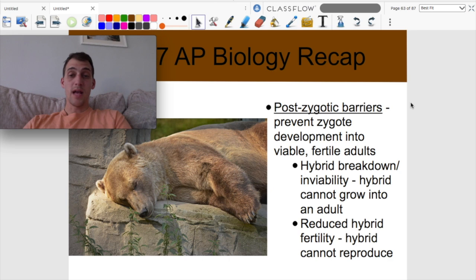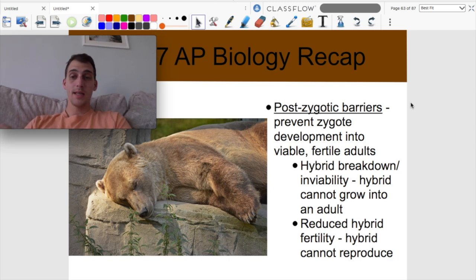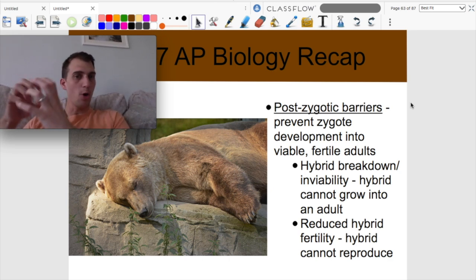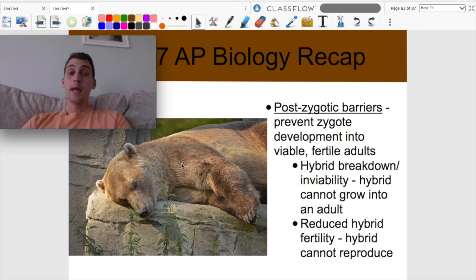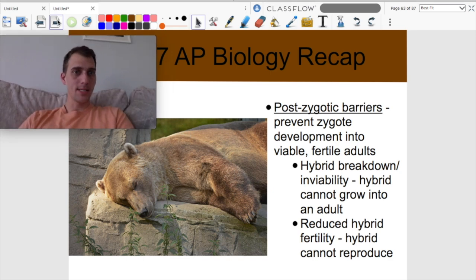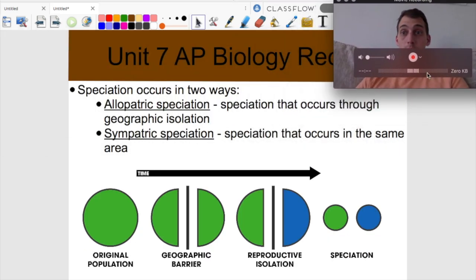One example of this would be hybrid breakdown or inviability, meaning that the zygote cannot successfully grow into an adult, and then reduced hybrid fertility if the hybrid cannot reproduce. So here's another good example. I believe this is a grolar bear, and I think that's a real thing. I want to say, again, it's a female polar bear and a male grizzly bear. I might be wrong on that, but you get the idea, right? A grolar bear is not a species, and that thing is going to be basically infertile.